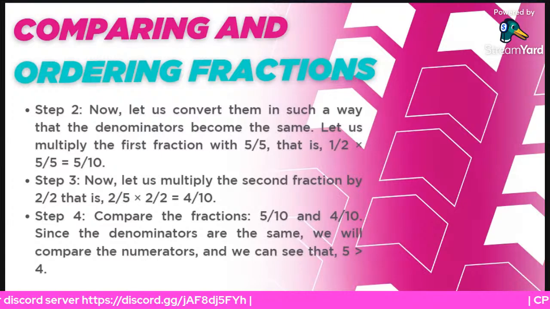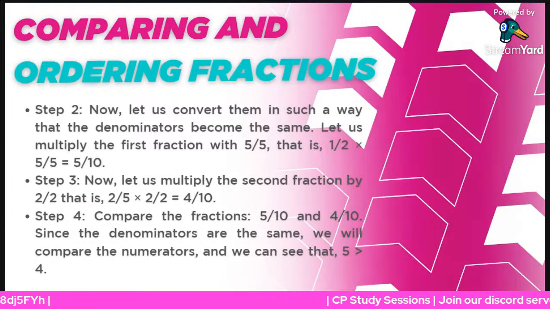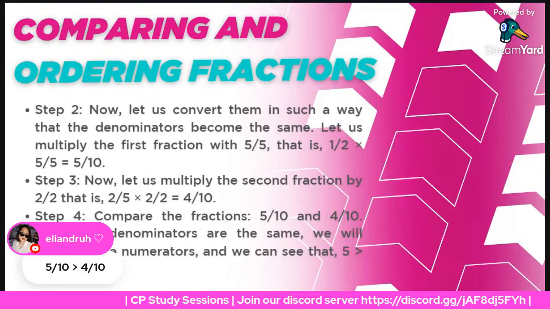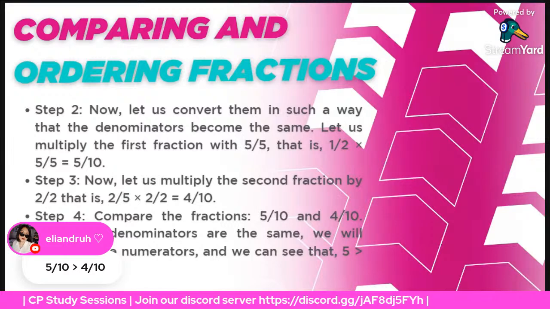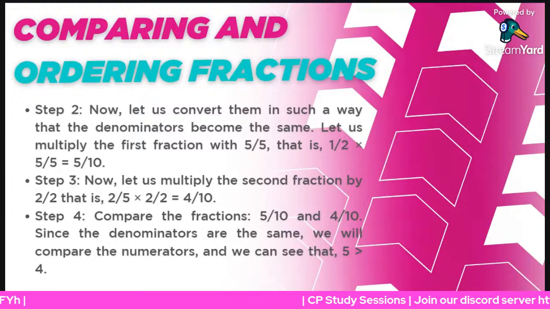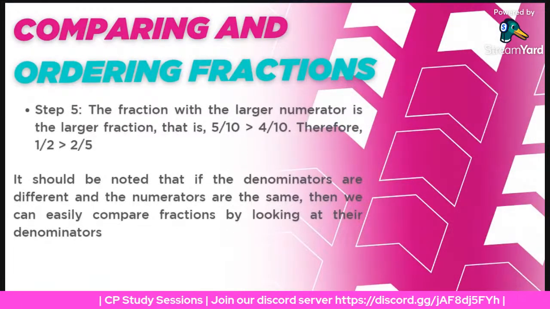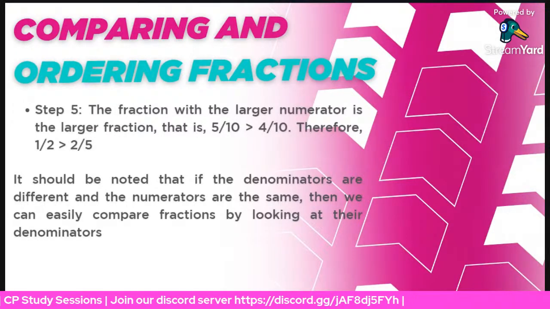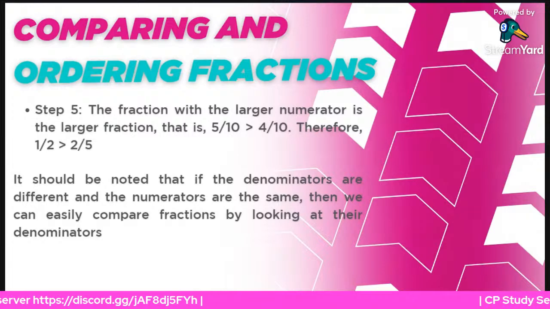Kung gagamitin natin ng symbol, paano siya? Symbol of pag-compare. Ayan. I-show ko lang yung sagot. Ganyan dapat ang answer. 5 over 10 is greater than 4 over 10. Okay. So, ayan. Step 5. The fraction with the larger numerator is the larger fraction. That is 5 over 10 is greater than 4 over 10.